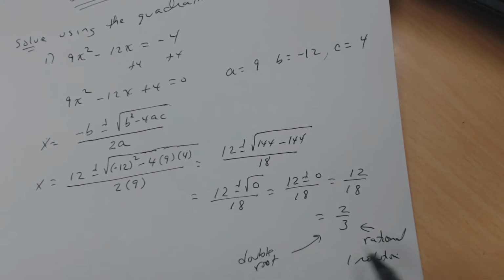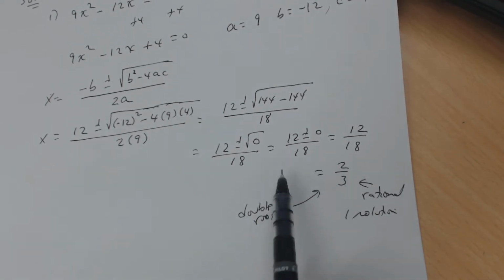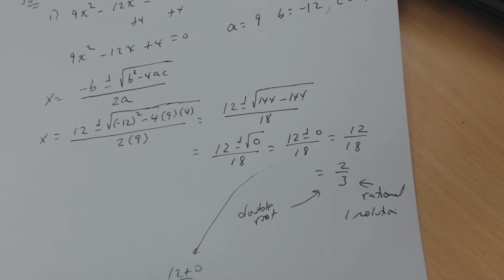Or double solution? Because if you really wrote it out twice, remember this would be 12 plus 0 over 18, 12 minus 0 over 18. In this case, you get 2/3 twice, but we only list it once. So that's called a double root, because if you think about it, this really is 12 plus 0 over 18, comma, 12 minus 0 over 18. And in both cases, they're the same thing.